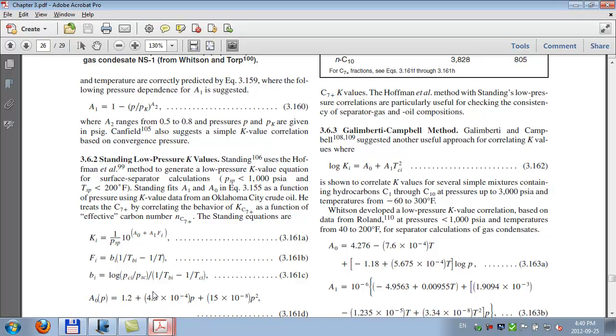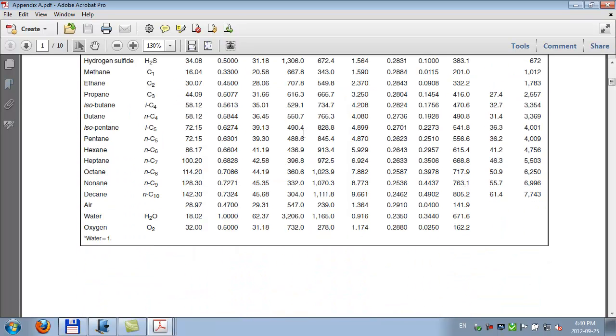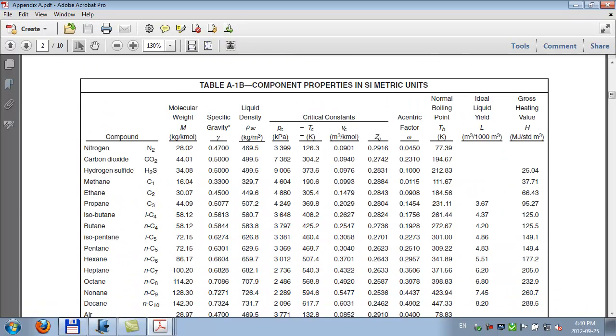And the component properties we can pick up from Appendix A, Table 1. Table 1A is in my units, and Table 1B is in most of your units. But what we see is that we've got critical pressure, critical temperature, acentric factor, and so forth. So we've got the things we need.